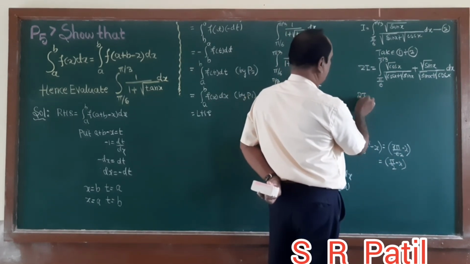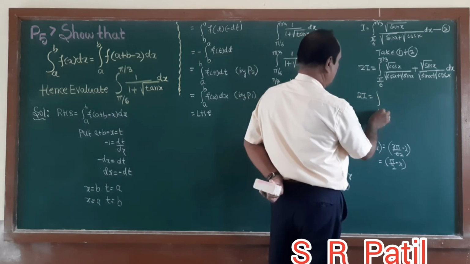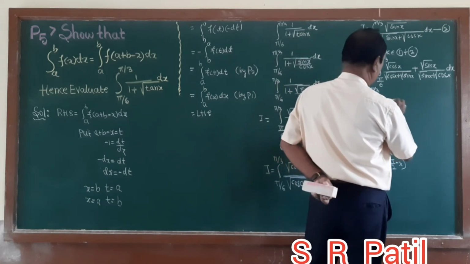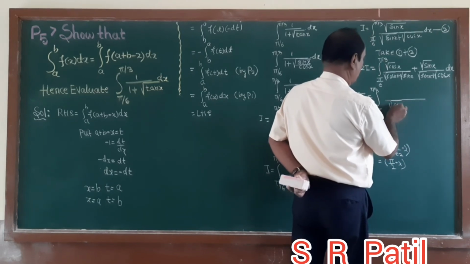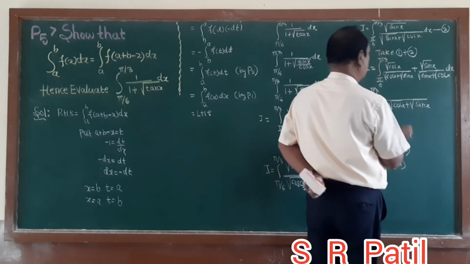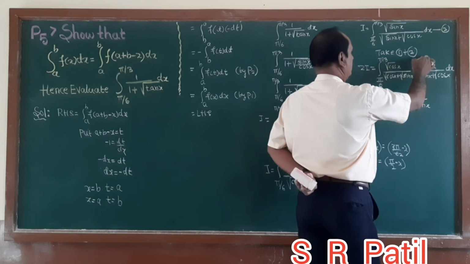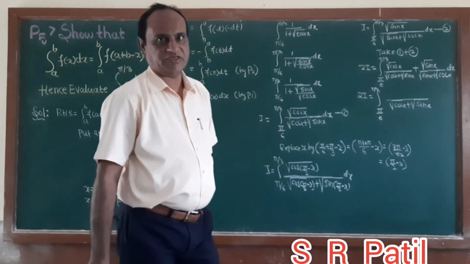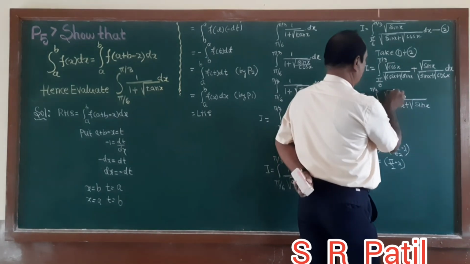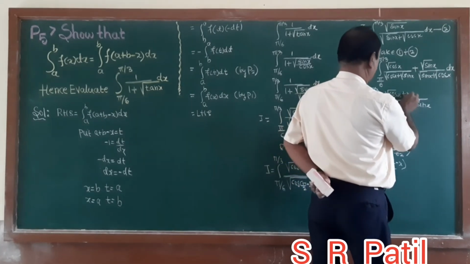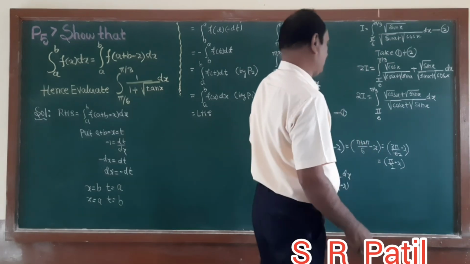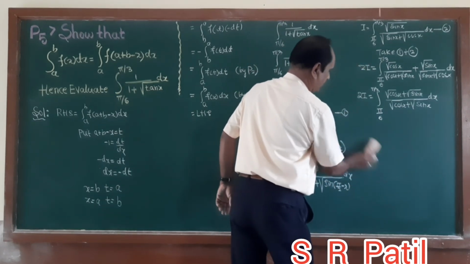Therefore 2I is equal to the integral from pi by 6 to pi by 3, by taking the LCM. The LCM is the same, the square root of cos x plus the square root of sin x. In the numerator, each term is multiplied by 1, giving the total term the square root of cos x plus the root of sin x over the same denominator. Again, you have to write it in the simplest form.